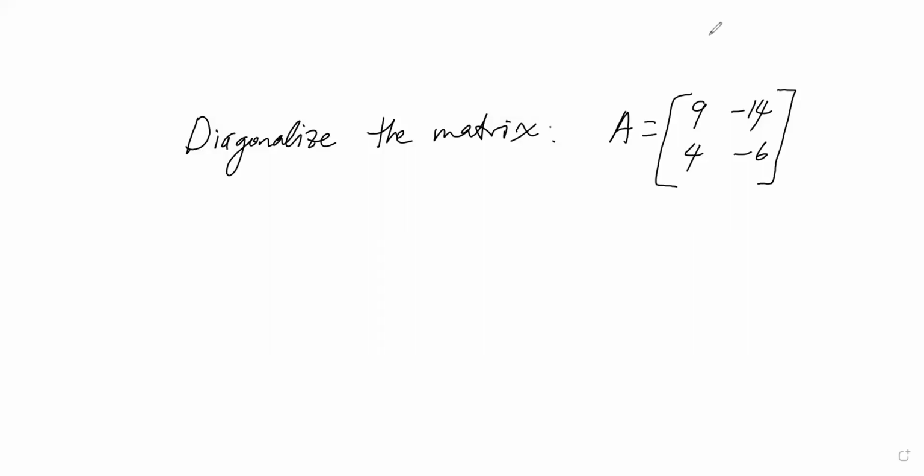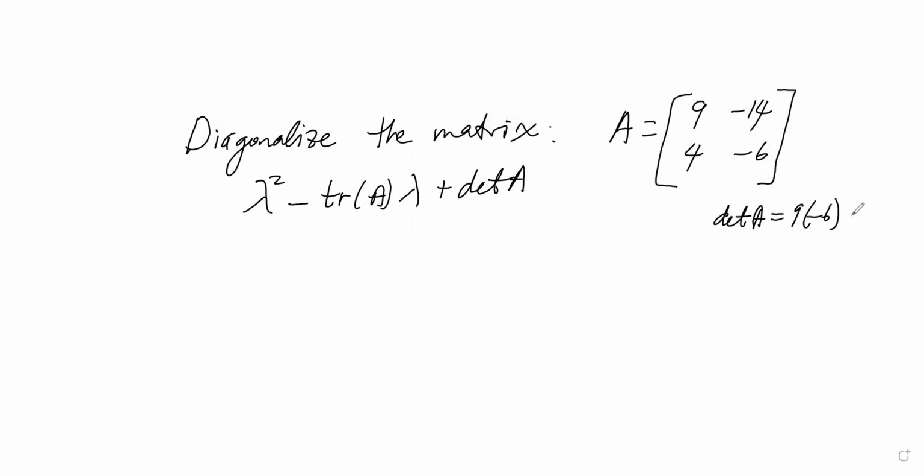So to diagonalize this matrix, first we're going to need to compute the eigenvalues. So I find the characteristic polynomial first. Since this is 2 by 2, I can use this shortcut: lambda squared minus trace times lambda plus the determinant of A. The determinant of A is 9 times negative 6 minus 4 times negative 14. This is negative 54 plus 56, so the determinant of the matrix is 2.